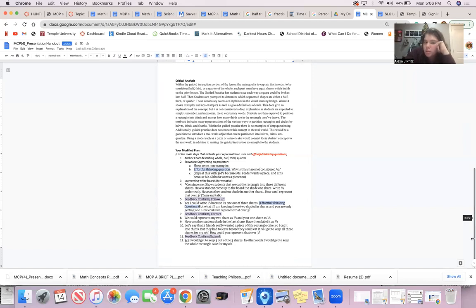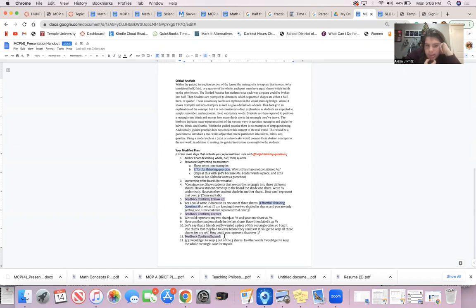And it's a little bit of a formative struggle, I'd say, but I think the students could get it. So how could we represent that over 3? Confirm or correct. We could actually represent my 2 shares as 2/3 and your 1 share as 1/3. From there, I would have another student shade in the last share, have them label it as 1/3, and then I would ask this question.